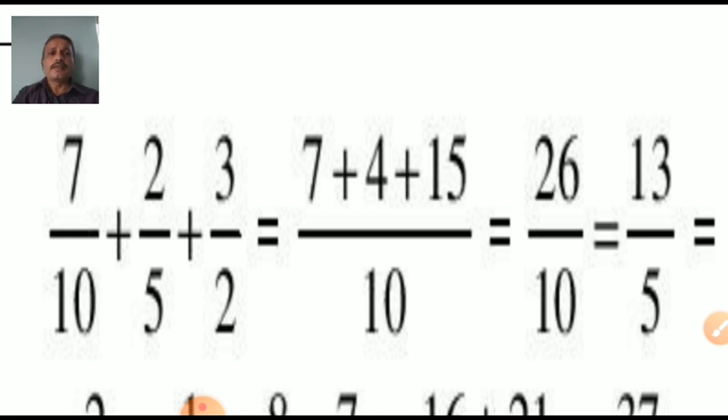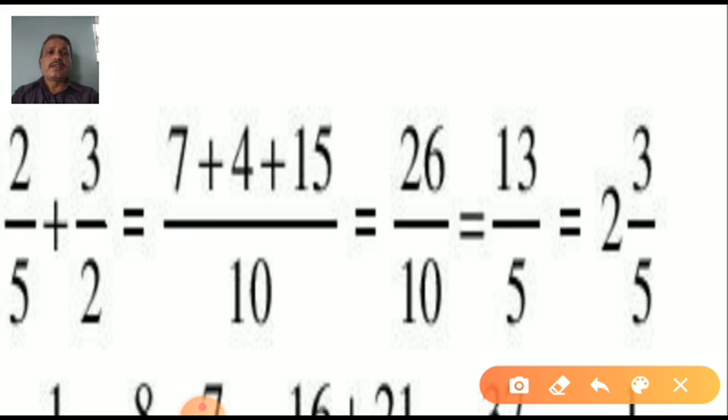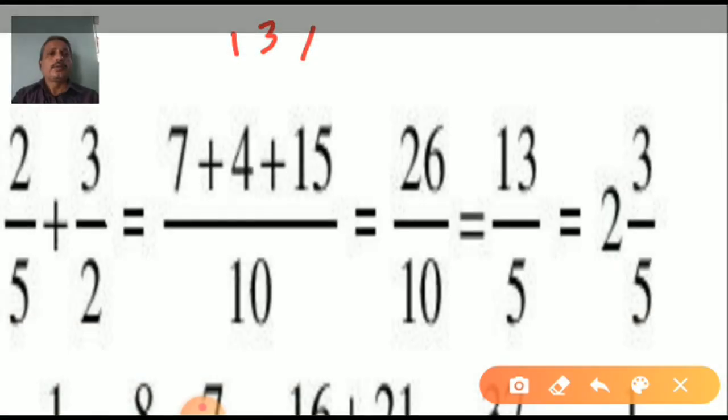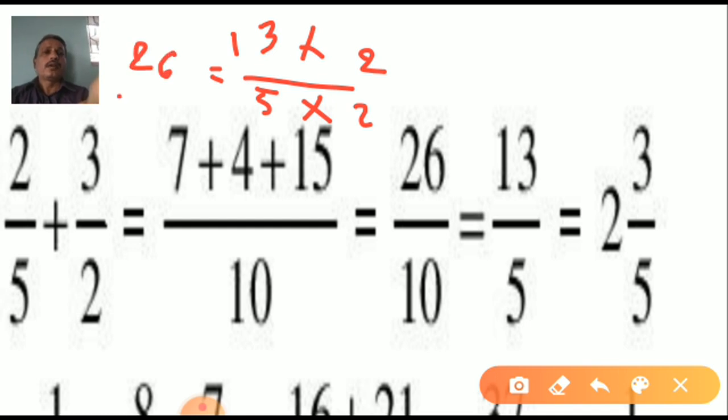And one more thing I want to remind you, you can directly cut it. In place of 26 you can write 13 into 2. 13 into 2. Yes, students, multiplied by 2. And then downside 5 into 2. 5 2s are 10. Okay, students, will you write this way or not?